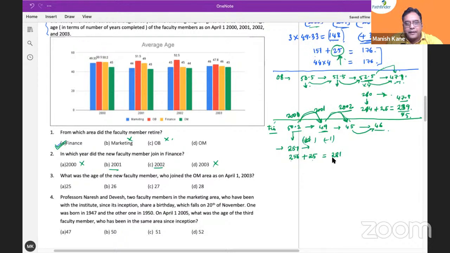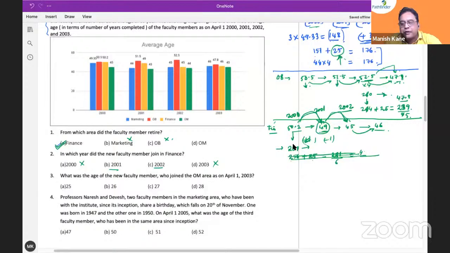281 divided by 6. Correct? 281 divided by 6. So what do you get? 6 4s are 24 and 41. So it's not adding up. So obviously in finance, I don't see somebody joined. If somebody did, how did I know? Because the average is 49. And when I make somebody join, the average is coming out to be something which is a fraction. And that fraction is also less than 47. So I have to ignore this possibility.